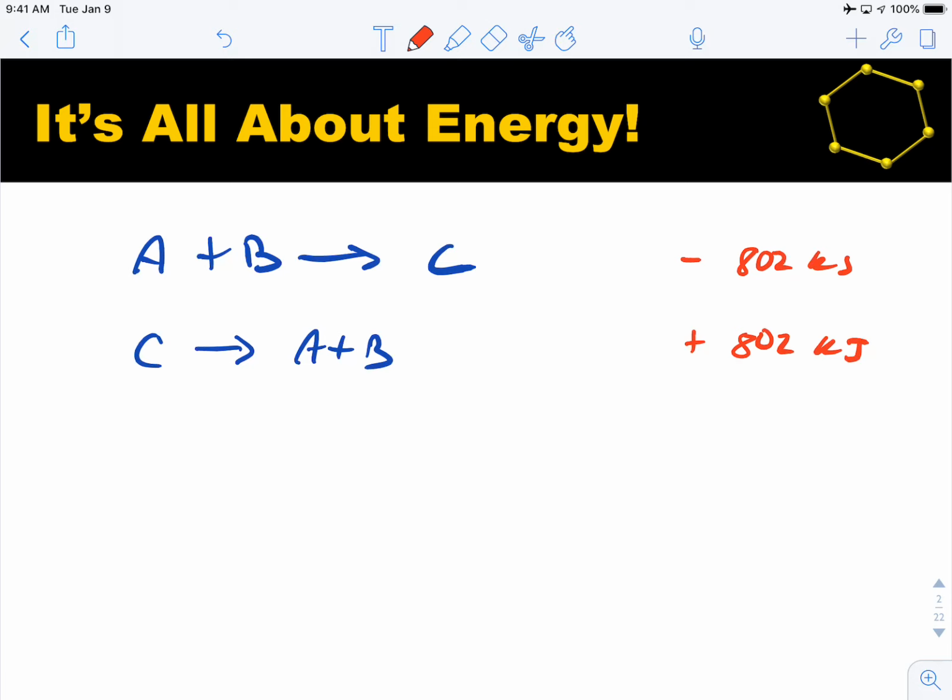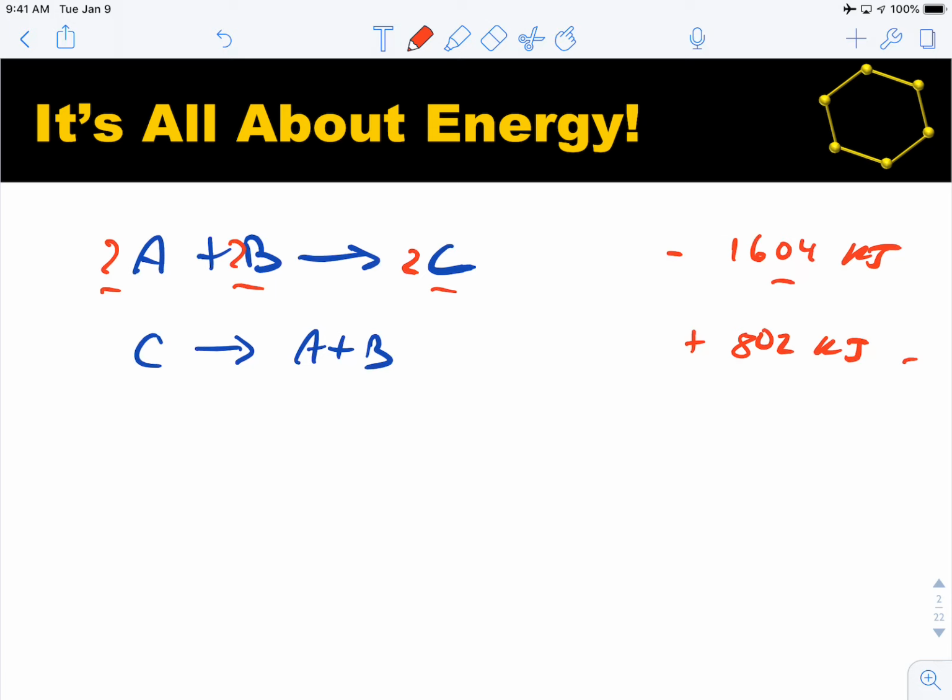Another thing you might realize is if I were to take this first reaction and multiply it by a factor of 2, since energy is an extensive property, it's dependent on the amount of material. Therefore the delta H, we call this delta H, we haven't introduced that yet, the energy associated with this reaction will be negative 1604 kilojoules. So anything you do to the reaction affects the energy associated with that reaction. And that's a lot of what this chapter is going to be about.